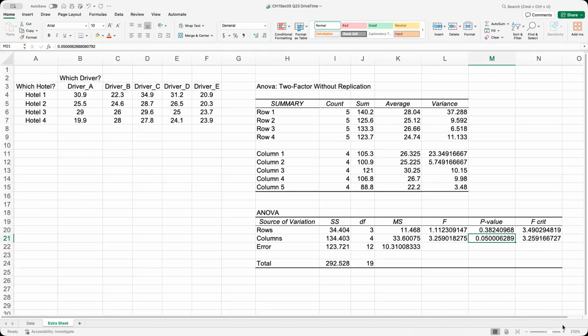What about which hotel we're going to? Does which hotel we're going to matter? Why not, Pete? 0.38 is much bigger than 0.05. I don't have to worry about which hotel I'm going to. I must tell you that I learned a lot from an ANOVA, more than if I did individual t-tests.